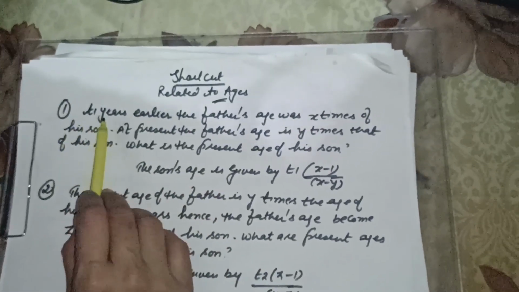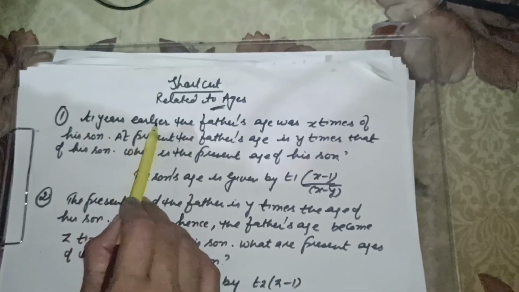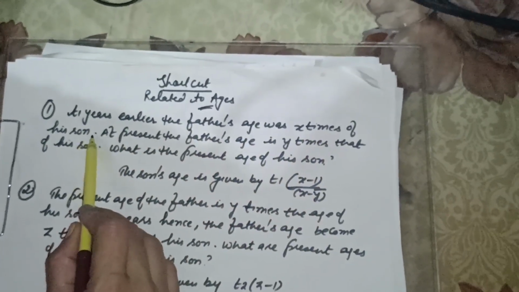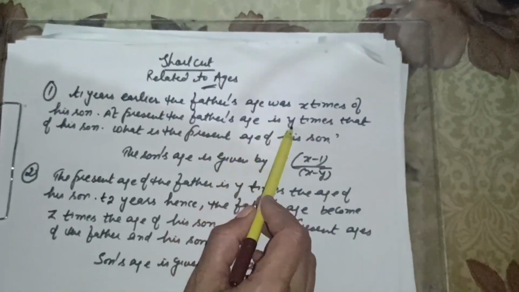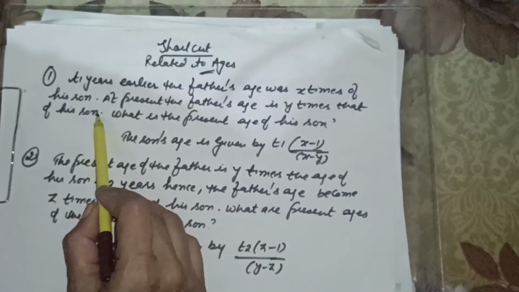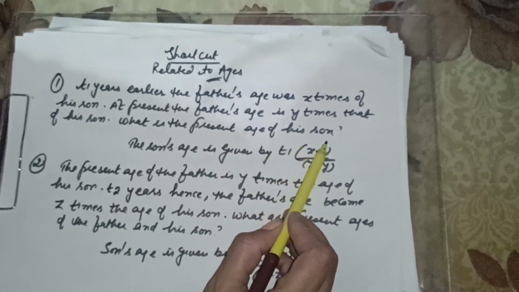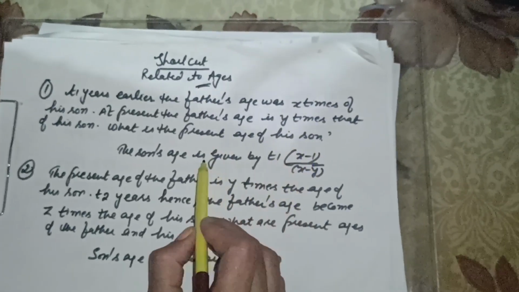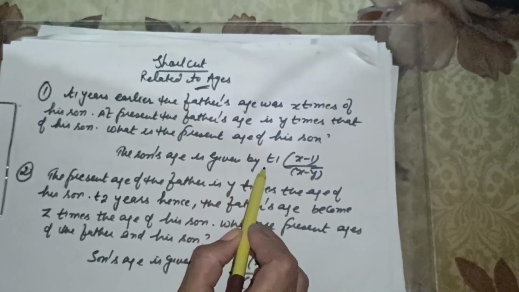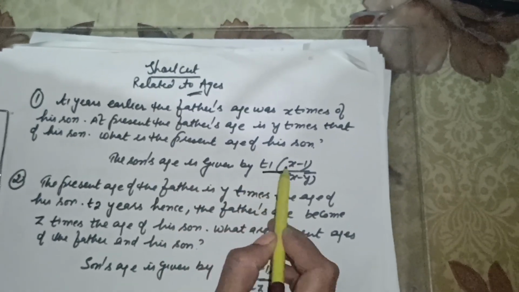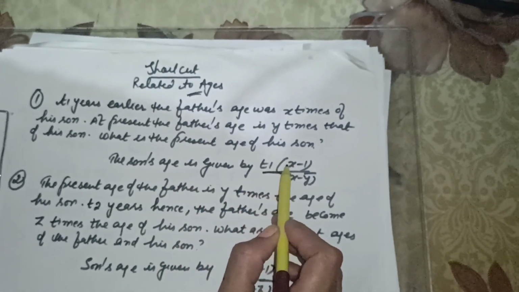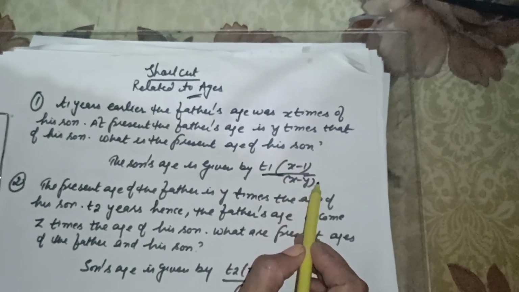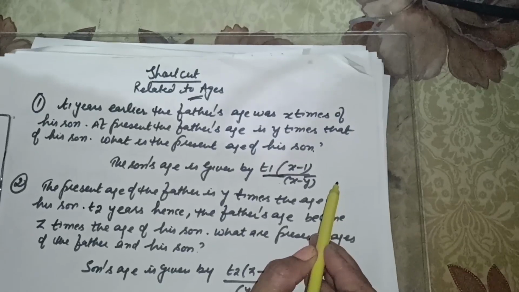First, T1 years earlier, the father's age was X times that of his son. At present, the father's age is Y times that of his son. What is the present age of his son? If we want to know the present age, we can use this concept: the son's age is given by T1 times (X minus 1) over (X minus Y). So this formula can be used for finding the son's age.